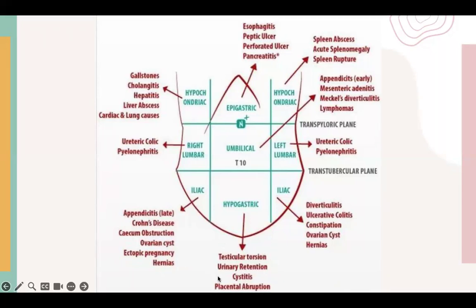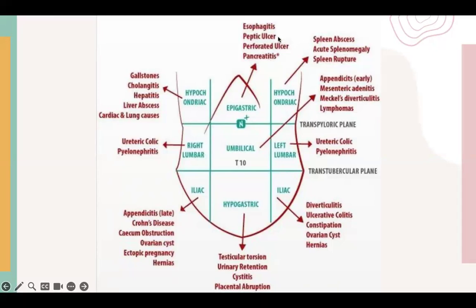Hypogastric can be testicular torsion, urinary retention, cystitis, and placental abruption in adolescents and those a little older. Left iliac can be predominantly colitis, constipation, ovarian cyst, and hernias. Left lumbar predominantly ureteric colic. Left and right lumbar you have ureteric involvement, urological involvement. Okay. When it comes to the left hypochondrium, the underlying organs involved can be splenic abscess, acute splenomegaly, and spleen rupture secondary to trauma.